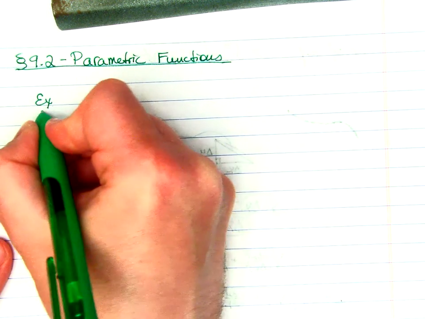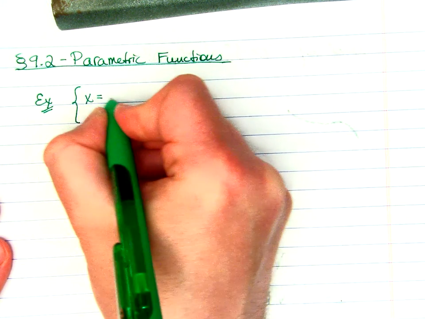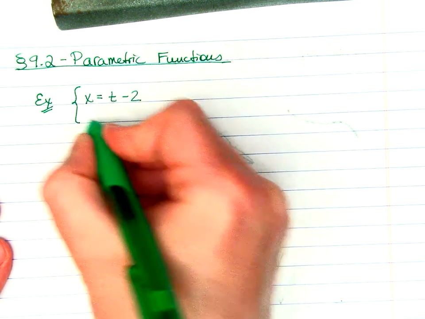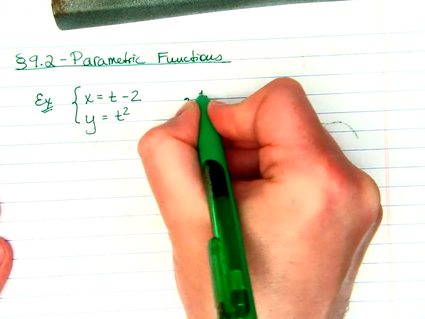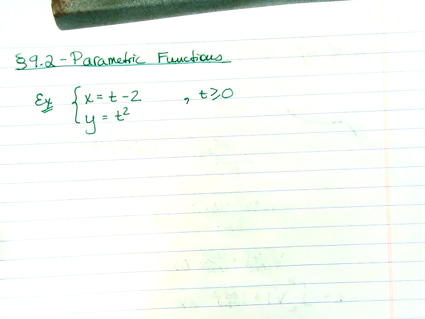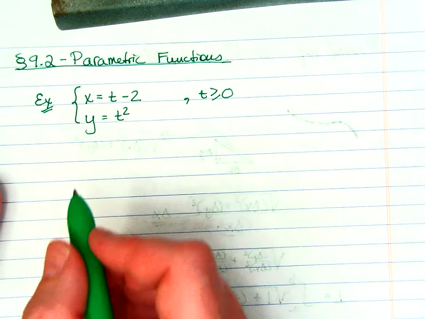To give you an example of a parametric function, something that looks like this: x equals t minus 2, y equals t squared. And I'm telling you t is greater than or equal to 0. This is an example of a parametric function. Our independent variable here is t, which usually stands for time. And at any particular time, we can calculate an x coordinate and a y coordinate for a particular curve.